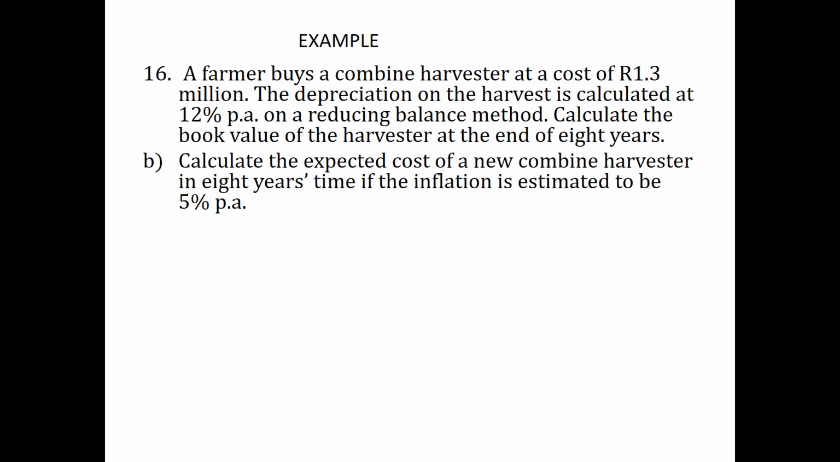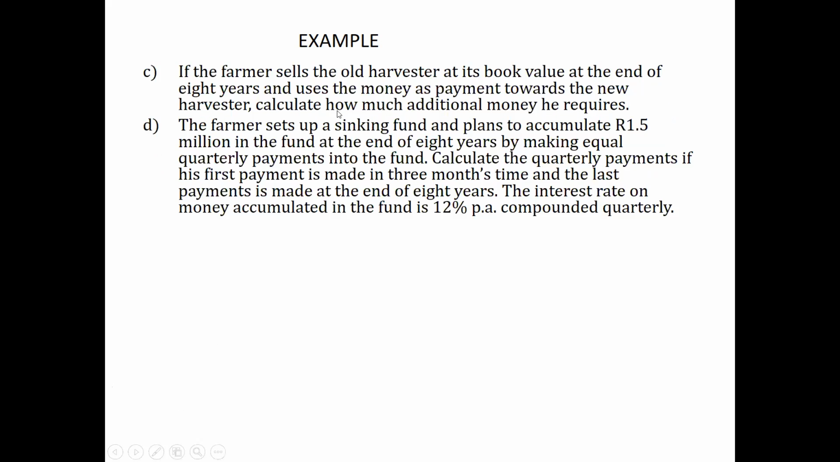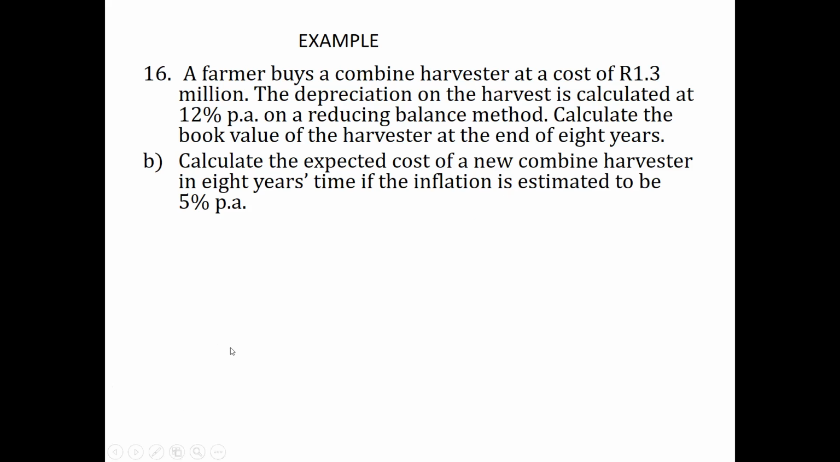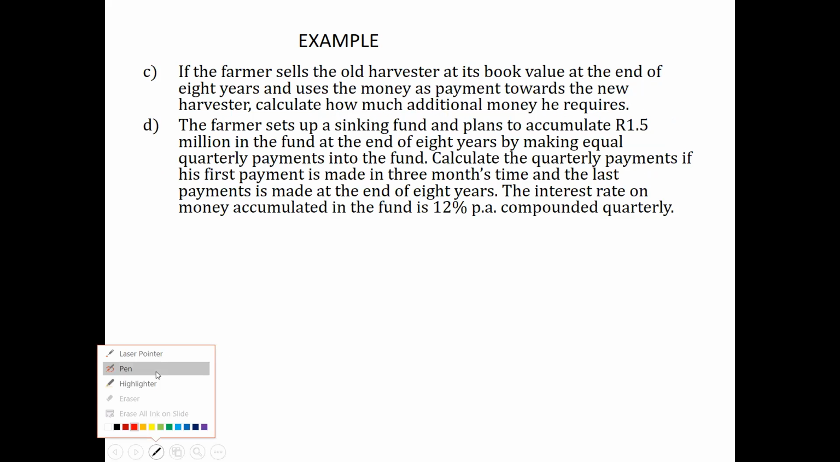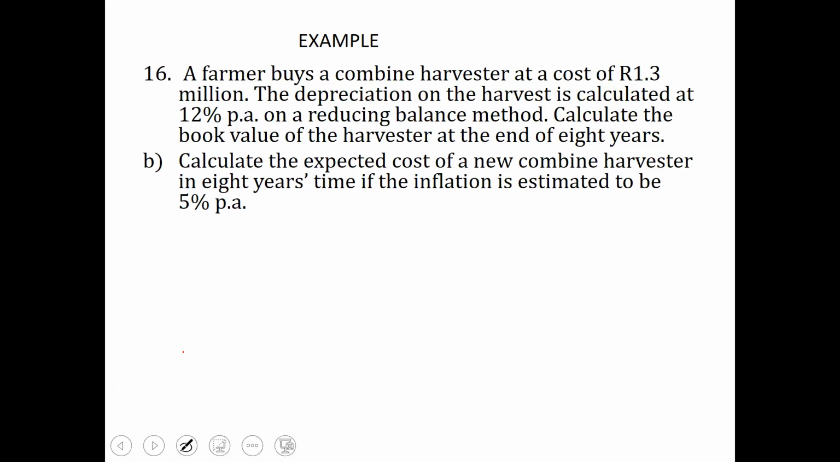So here what you need to do is simply find the value of A. Because they told you that we are depreciating using the reducing balance method. So for you to find the value of A, all you need to do is simply use the compound interest formula of depreciation. And the compound interest formula of depreciation is A = P(1 - i)^n, with n being 8, because we are depreciating this over 8 years.